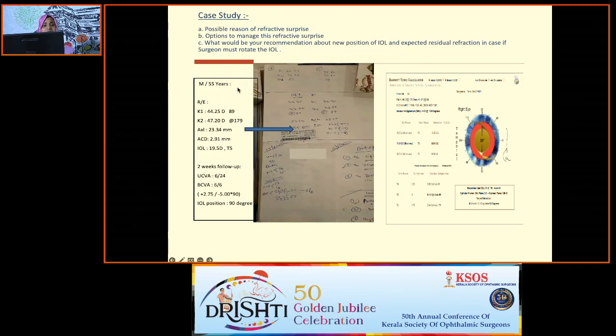Then coming to another case scenario, here the optometrist flipped the axis. Actually, her K1 was 41.2 D at 89, and K2 was 47.2. She flipped the axis in the toric calculator, and the axis was coded at 89 degrees. But after follow-up, the patient's UCVA was 6/24 and BCVA was 6/6 with plus 2.75 and minus 0.5 D at 90 degrees.